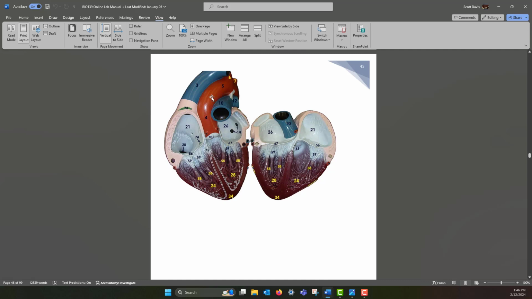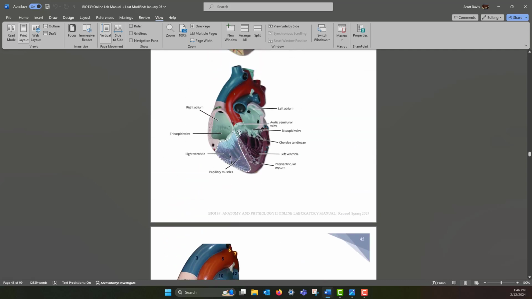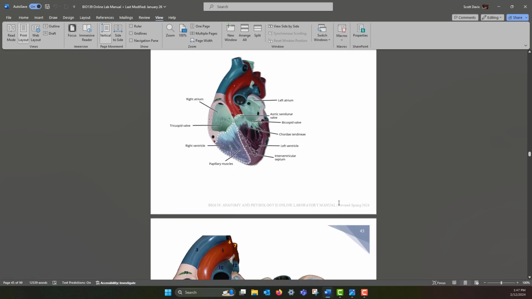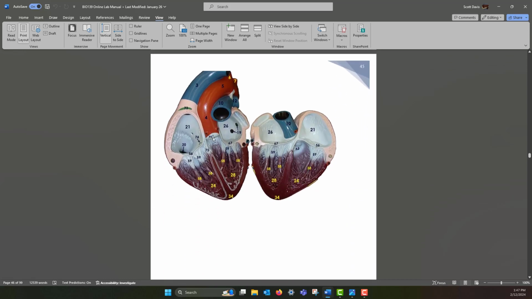Here we've taken that same thing. This image on the left is the exact same image that we see right here. Up here, I said we just cut around the perimeter of the heart and lifted the front of the heart off. Well, down here, what we've done is we've opened the heart like a book. And this can be a little confusing for students.